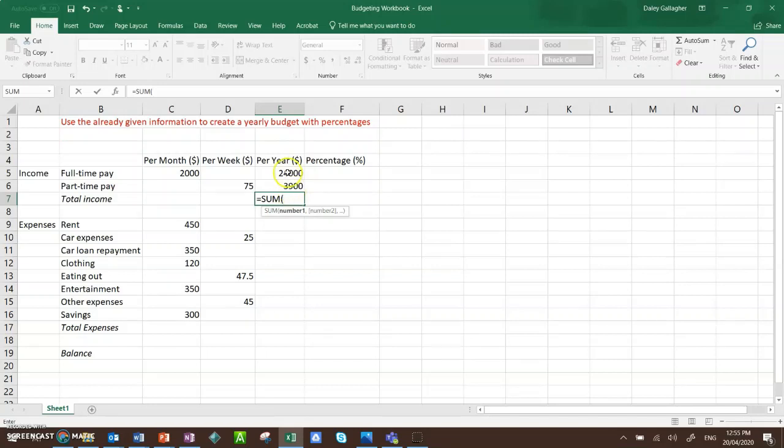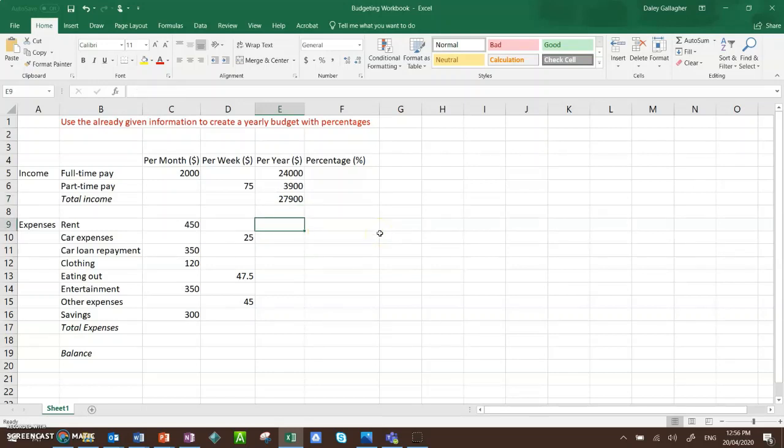So in this case, I want to sum 24,000 and 3,900. So I just highlight both of those cells. All right, so I've highlighted both of those cells and now I can put an end bracket there and press enter. So now Excel has done the calculation for me. It's added those two numbers together and found the total income for the year for this person is $27,900.